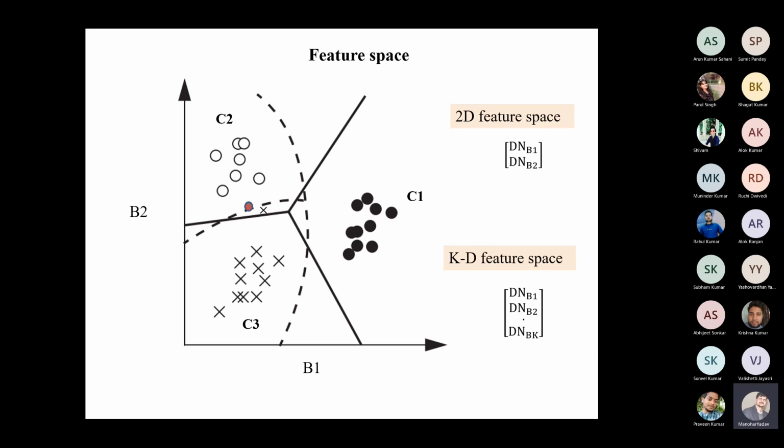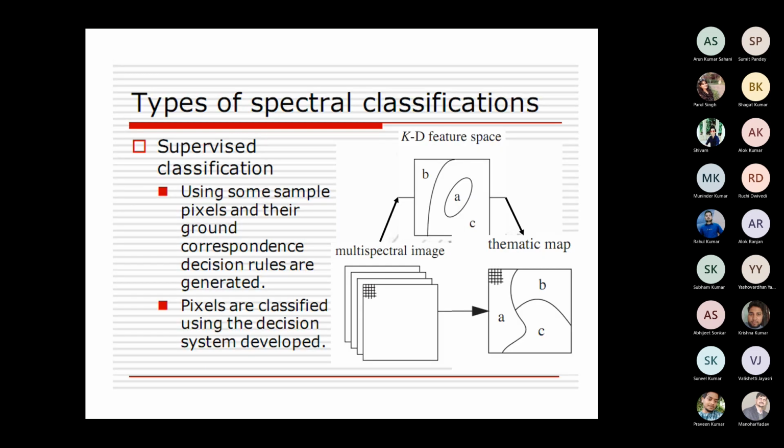They are plotted here in two-dimensional Euclidean space, depicted here for simplicity. Not only two, we can go with K spectral bands. Once we have generated the training samples on the basis of digital numbers, decision rules are defined. And on the basis of decision rules, we categorize supervised classifiers into various classes, various categories.